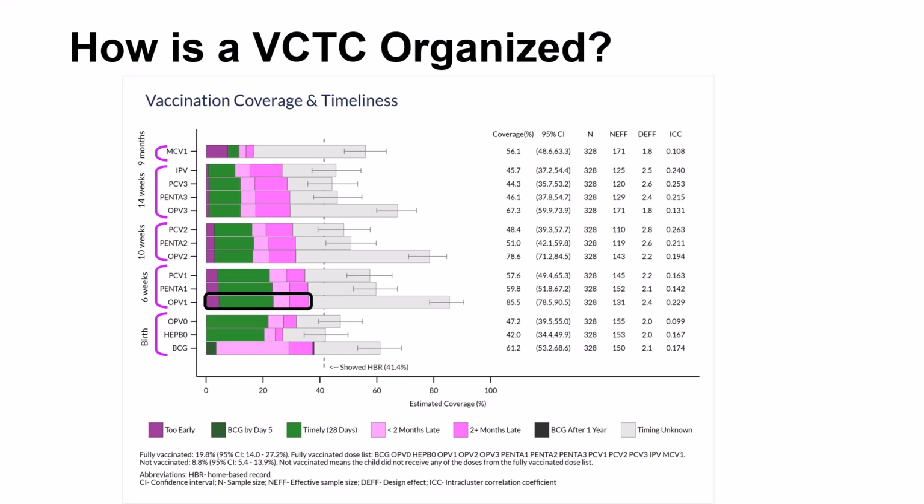The color-coded tiles in each bar, situated to the left of the "showed HBR" line, provide information about vaccination timeliness based on dates from the child's home-based vaccination record. Continuing with the OPV1 example and referencing the color coding key, we only know the timing for about 35% of doses. Of those doses of OPV1 for which timing is known, about half are timely, with smaller percentages of doses being given too early, too late, or very late.